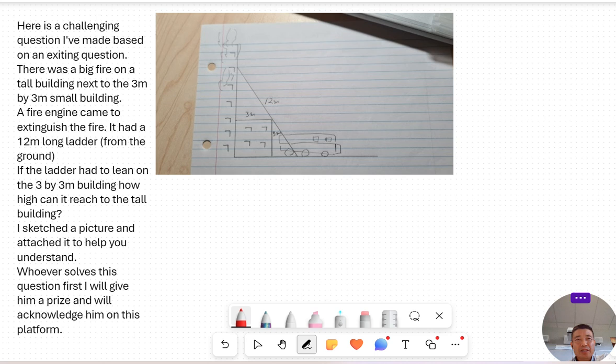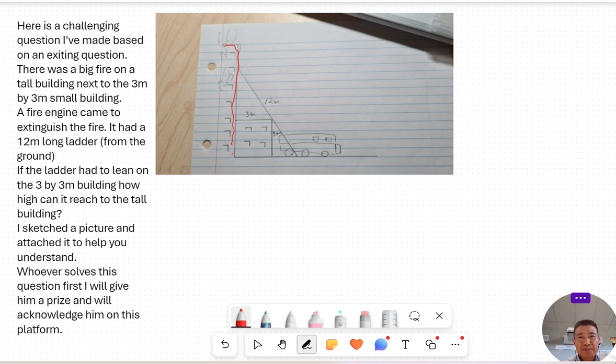Okay, so there was a big fire. I'm reading the question here. On a tall building, so meaning this building, right? Next to a 3 by 3 small building over here, a fire engine came. This is my picture, by the way, to extinguish the fire. It had a 12 meters long ladder, so making this hypotenuse from the ground. So hypotenuse is 12. If the ladder had to lean on the 3 by 3 building, how high can it reach to the tall building?